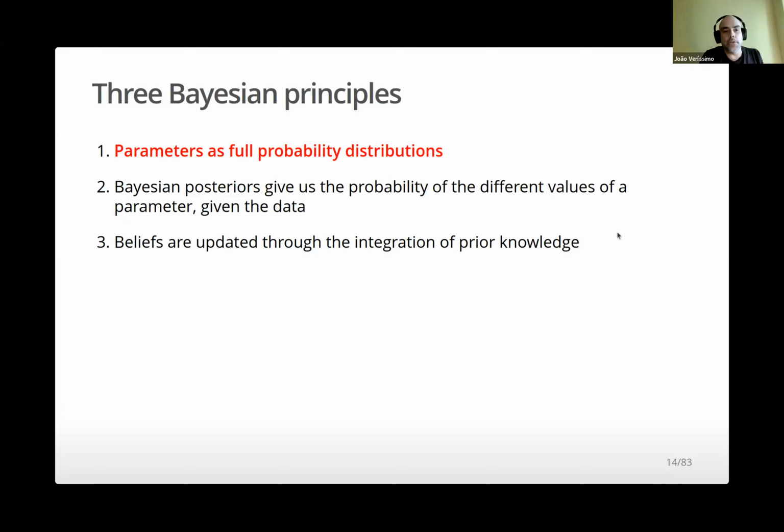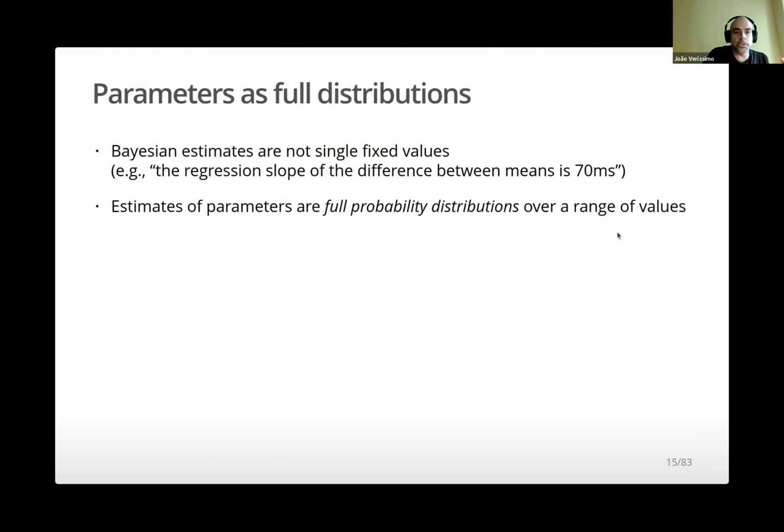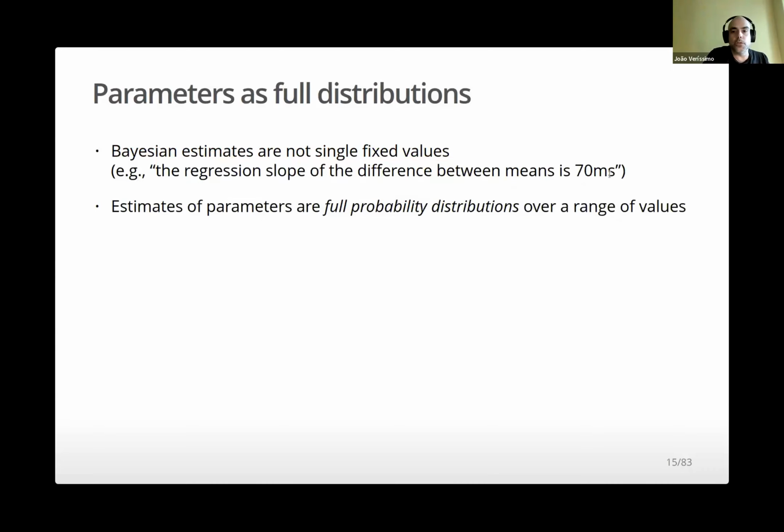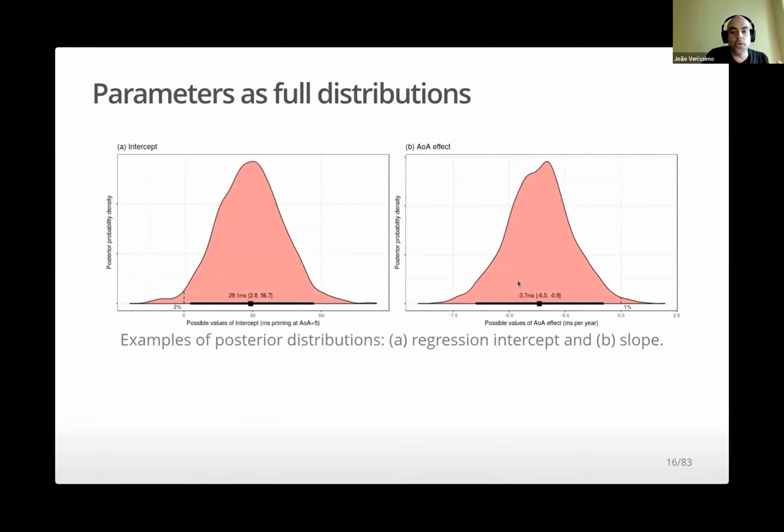These are not single values, but they are full probability distributions. They are continuous distributions. And so instead of fitting a model and saying the regression slope of the difference between means was or is 70 milliseconds, in fact, when we estimate such differences, we are dealing with full probability distributions over a range of values. So we actually have something like this.